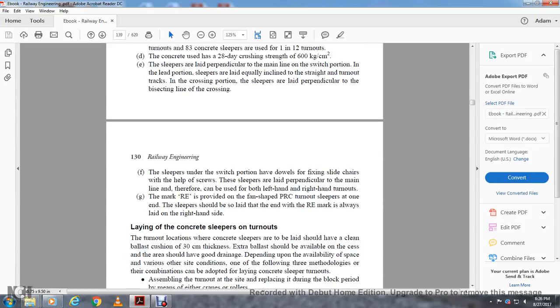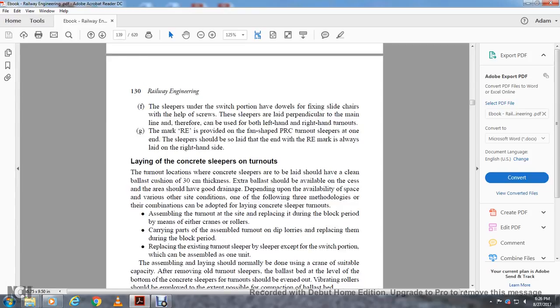The sleeper is designed for the switch portion with dowels and fixing slide chairs, fixed with the help of screws, with the sleeper's head perpendicular to the main line, and therefore they can be used with both left-hand and right-hand turnouts. The mark of the RE is provided with the fan shape. The PRC turnout sleeper at one end should be laid with the end of the RE marked as well as laid on the right-hand side.